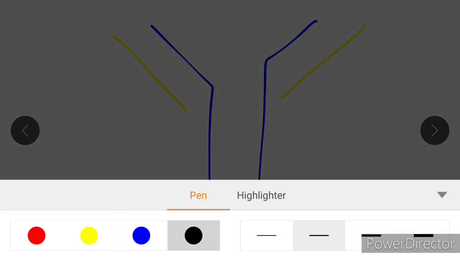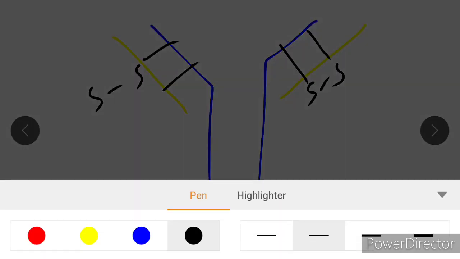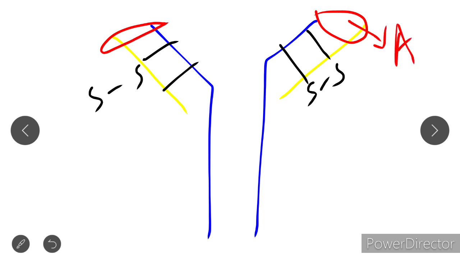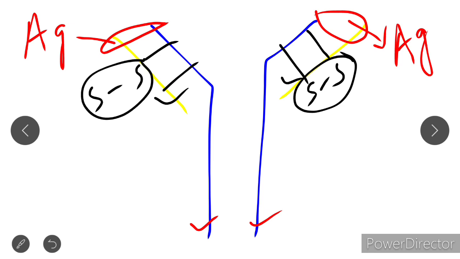Clear? And these chains are connected by disulfide bonds, that is S-S bonds. Other non-covalent interactions are also there. And I already told you that these 2 sites are the antigen binding sites. So clear till now? It has 2 heavy chains and 2 light chains, and the light and heavy chains are connected through disulfide bonds. So this is our immunoglobulin structure and these 2 are the antigen binding sites.